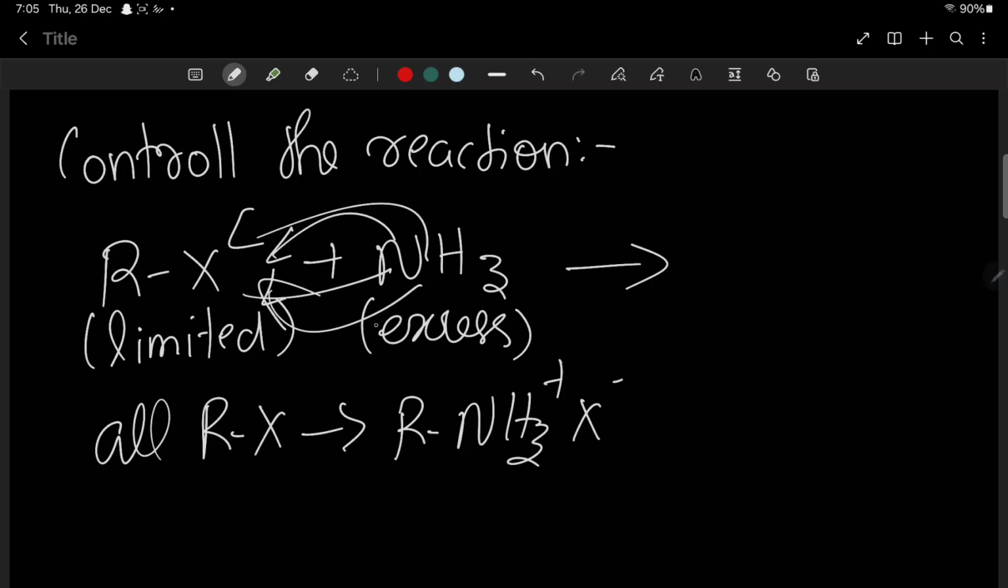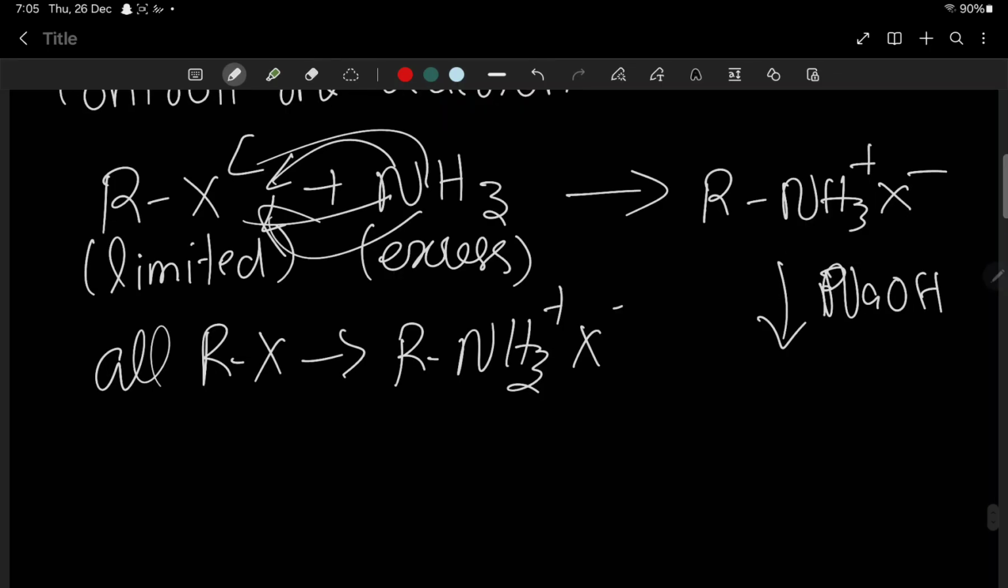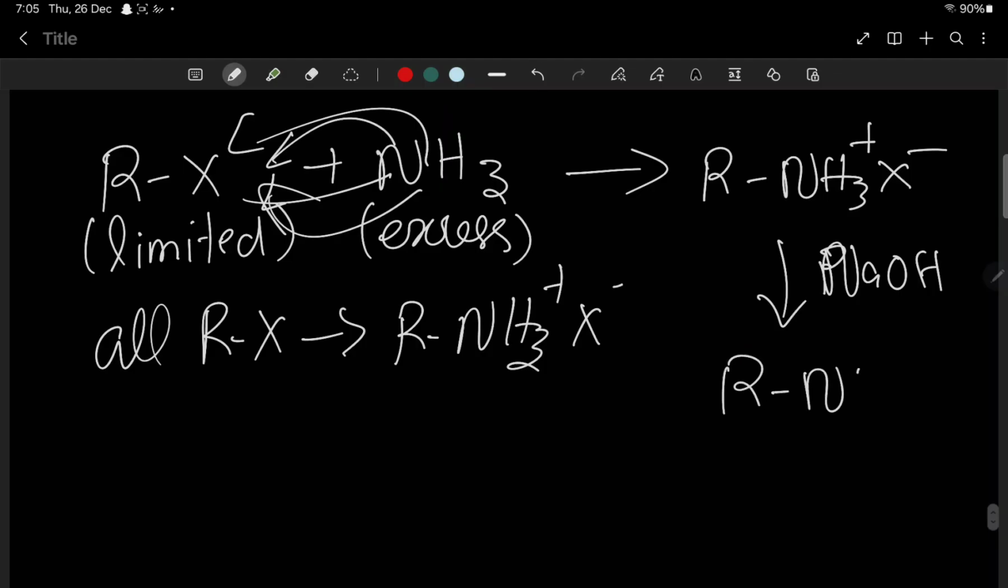If you take NH3 in excess, all the NH3 goes and attacks the RX present in the medium, and all the RX is over. Now no more RX is left in the medium to react with the primary amine. So what do we get? We once again get NH3 plus the X minus. Now once again NaOH is added. What we get? Primary amine. This primary amine doesn't have any more RX. No more RX left in the medium.